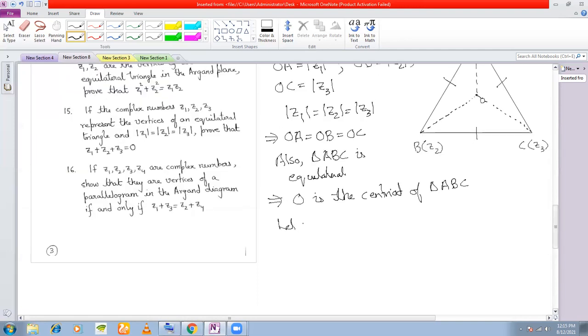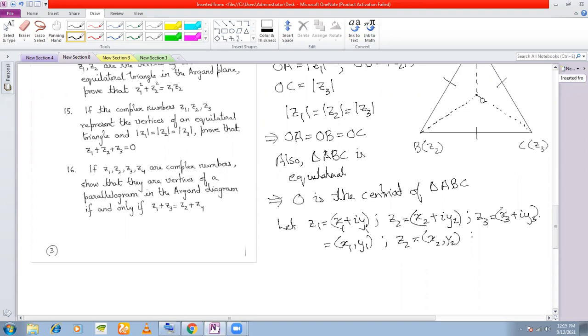But if I take Z1 is equal to X1 plus iY1, Z2 is equal to X2 plus iY2, and if I take Z3 is equal to X3 plus iY3, which can also be written as X1, Y1 as an ordered pair, and this can be written as X3, Y3. Therefore, what is the coordinate of the centroid of triangle ABC from your class 10 knowledge?